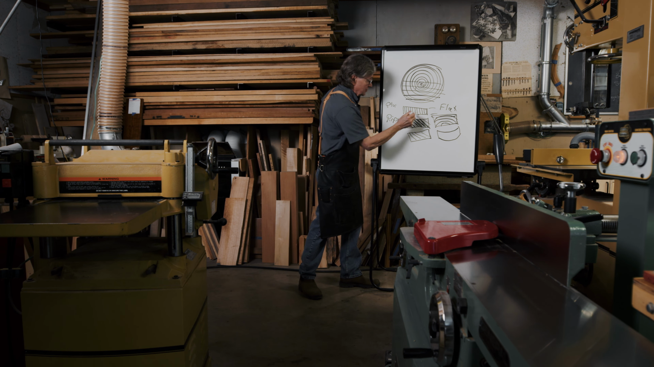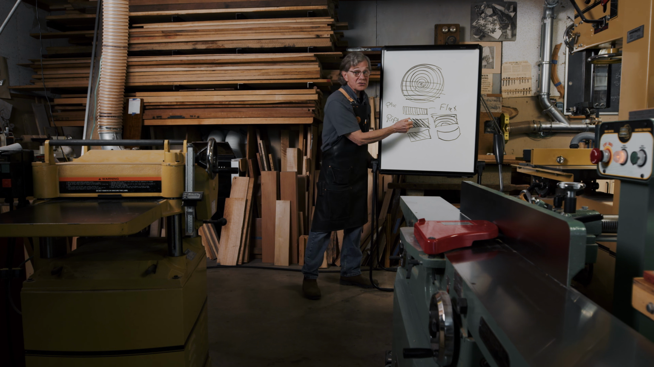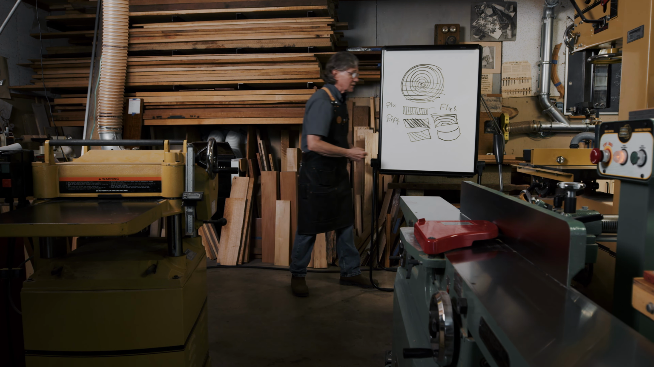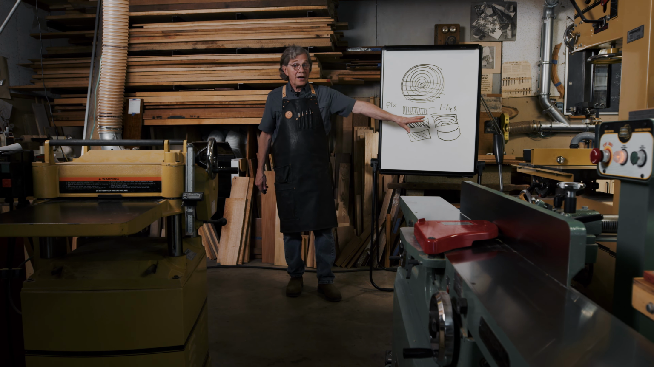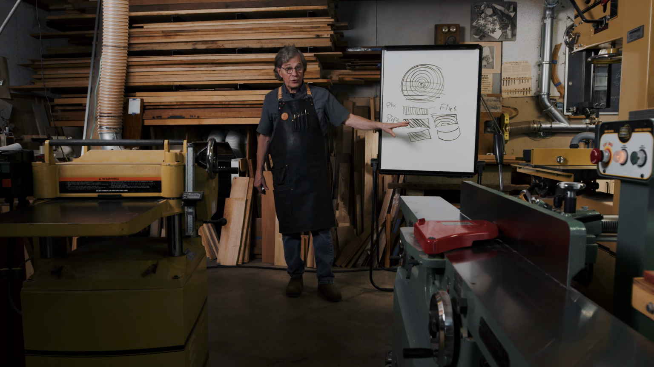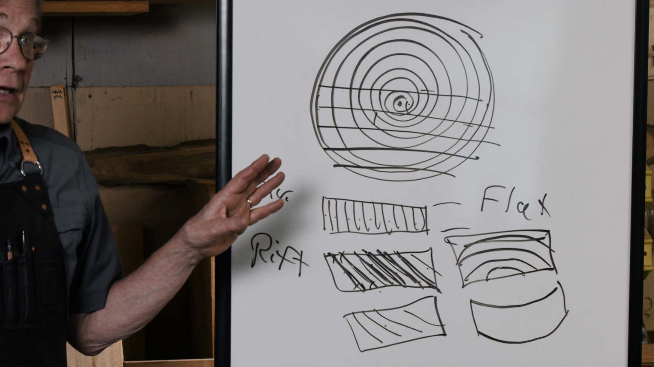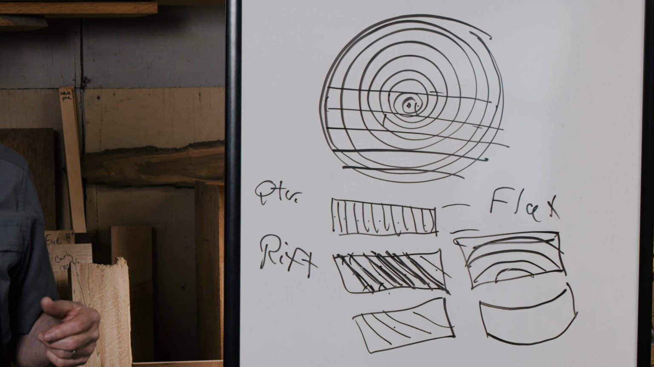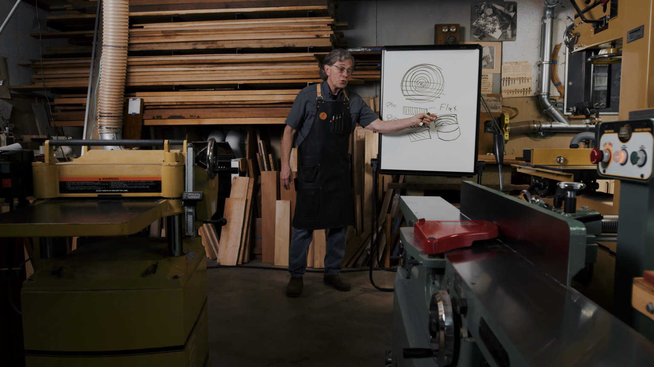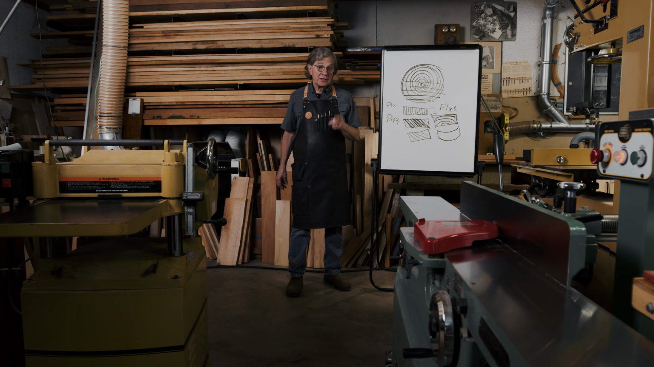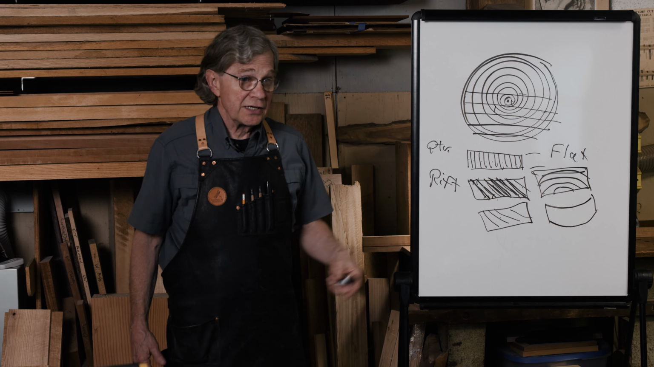So this is the most stable, this is the most uniform as far as grain face goes, and this is the least stable. Now, not saying that flat sawn is a problem with furniture building. It's just that it's going to have the possibility of more dimensional instability. It's going to move around more. To overcome a lot of that is the moisture content in the wood.